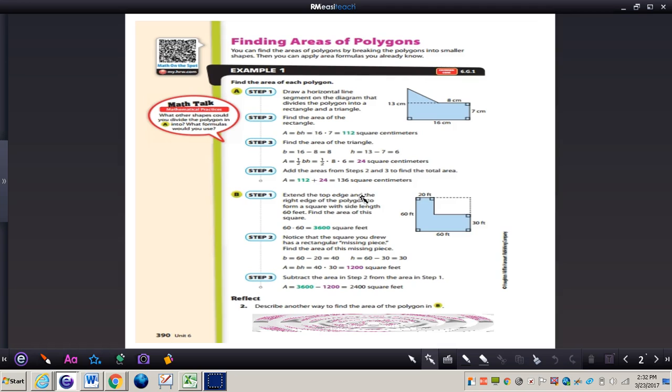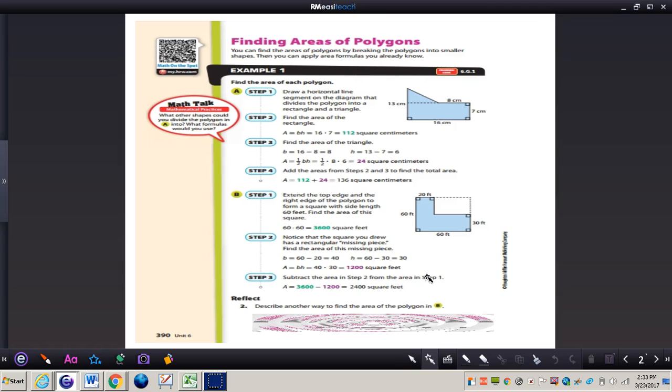Now another way of doing this, it says extend the top edge and the right edge of the polygon to form a square with a side length of 60 feet. Find the area of this square. So what we can see here is we are just taking this polygon and making it into a square. We know the area for a square is side times the side. So what you can do is multiply 60 times 60. We're forgetting about this empty space for right now. 60 times 60 gives us 3,600 square feet.